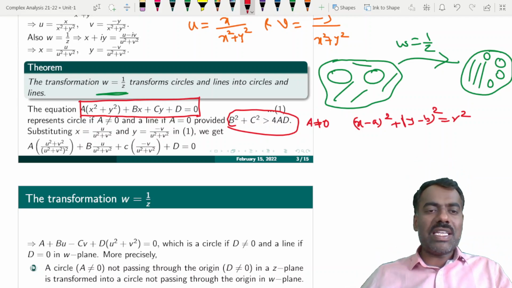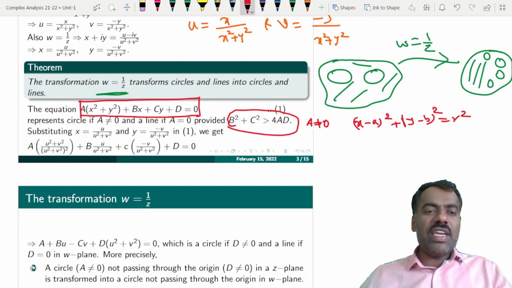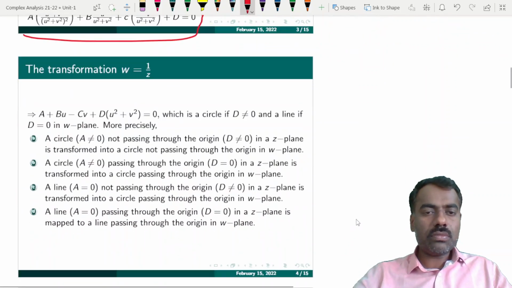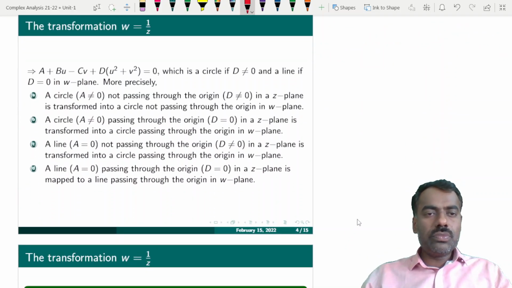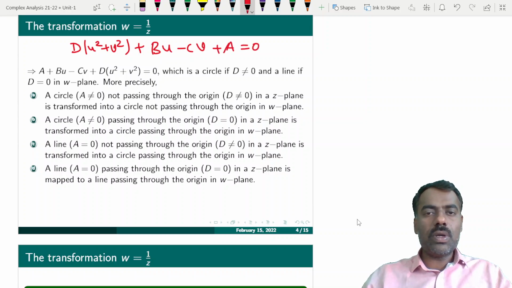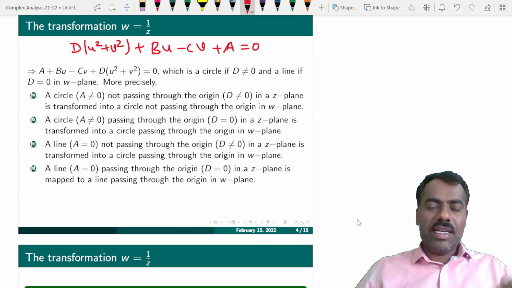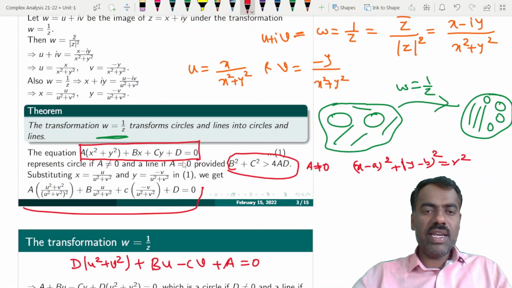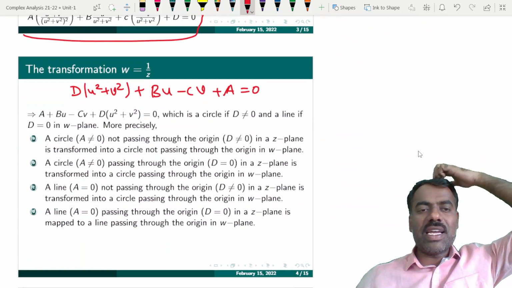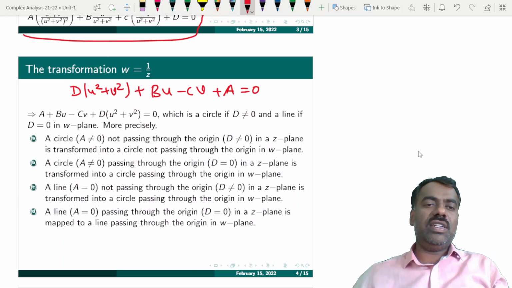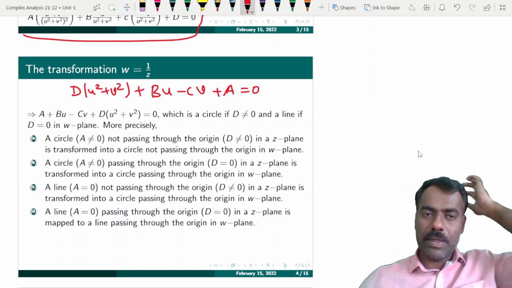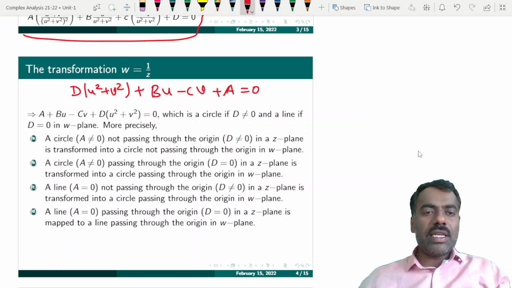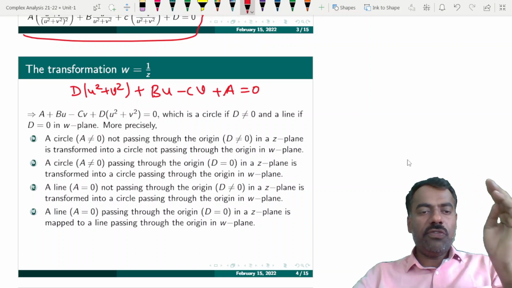Now substituting x value and y value in terms of u and v, we get this. If we simplify, what we get is d into u square plus v square plus bu minus cv plus a is equal to 0. Now this also is either a line or a circle, just like we have here. So if d is not equal to 0, it is a circle, and if d is equal to 0, it is a line in the w plane.